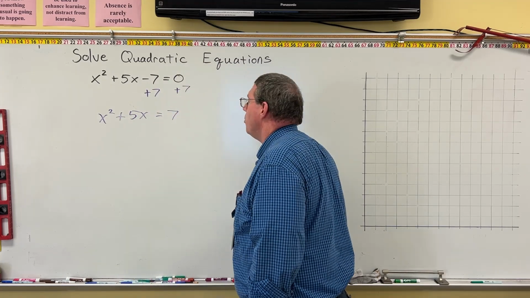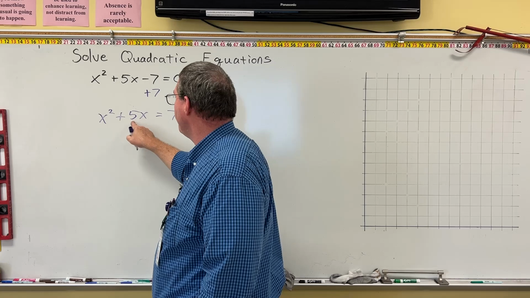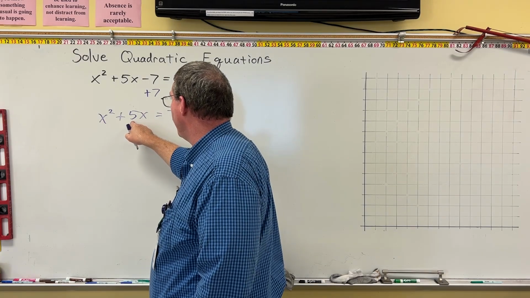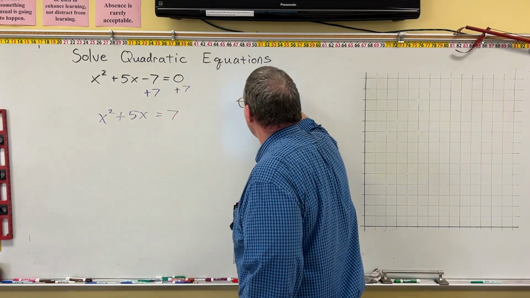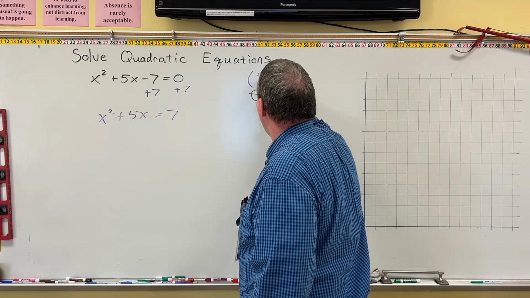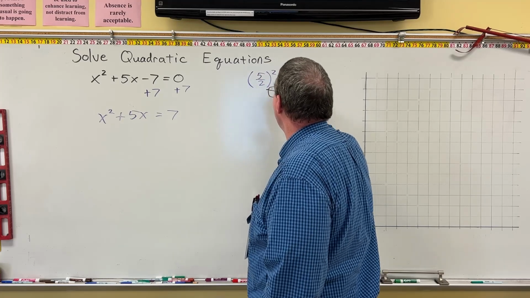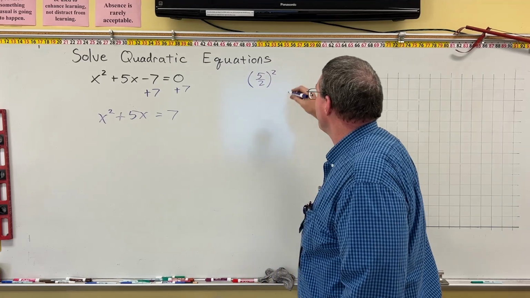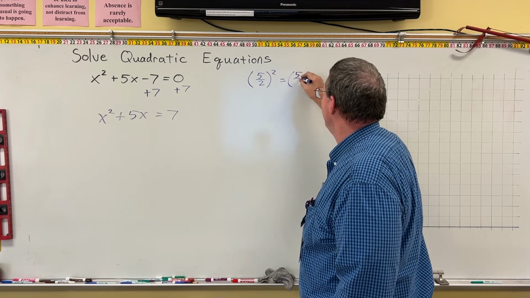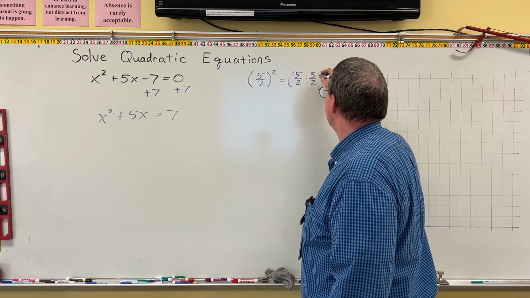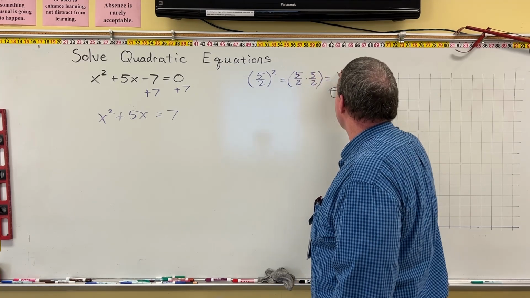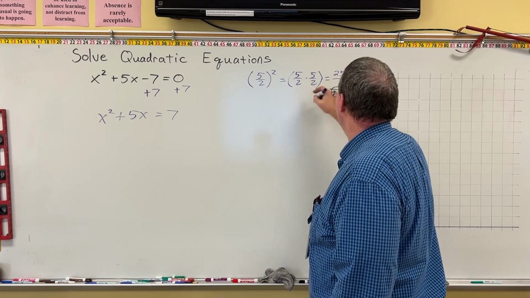Okay. Now what we want to do is take half of this middle number here, 5, and square it. So the way we're going to do that is 5 over 2 and then square it. Now this can't be reduced, so we're just going to do it as 5 over 2 times 5 over 2. And that's going to be equal to 5 times 5 is 25 over 2 times 2 is 4.